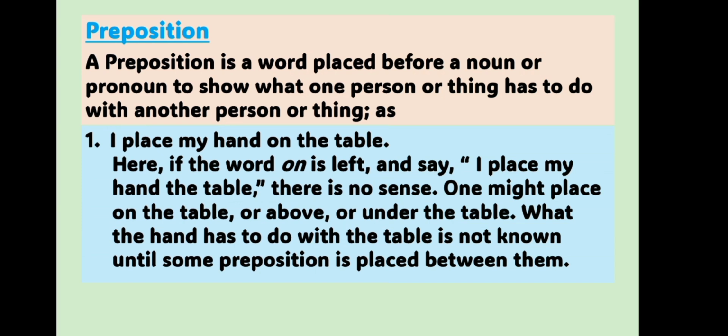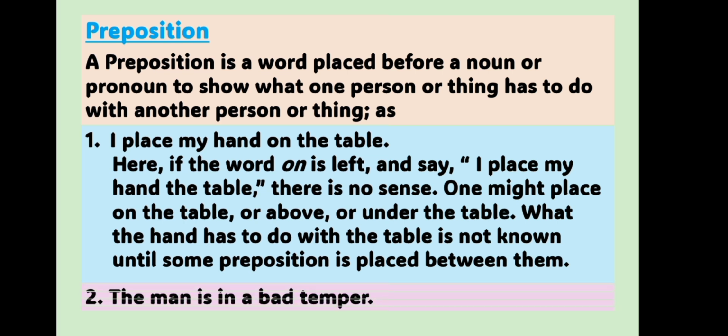In this example, if the word on is omitted from the sentence and we say, I place my hand the table, there is no meaning. One might think of placing his hand on the table or above or under the table. So, what the hand has to do with the table is not clear until some preposition is inserted between them.